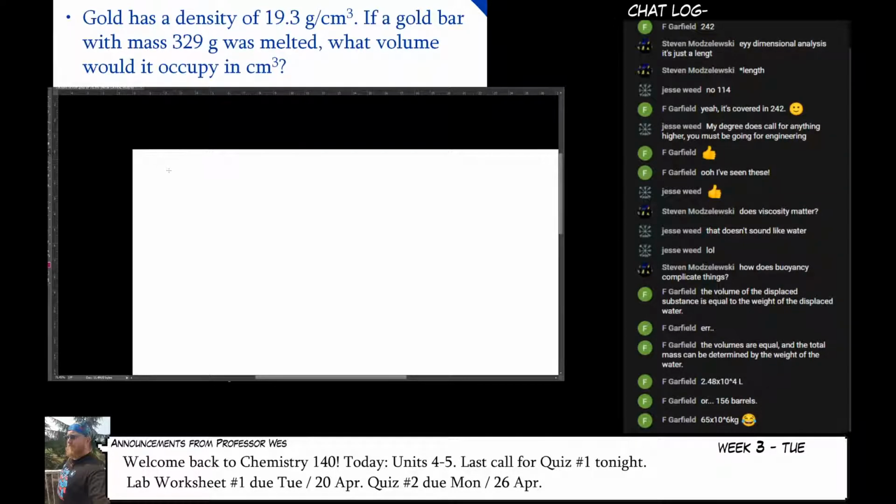All right, so I have a 329 gram bar, and I know its density, and I want to solve for the volume. So I'm going to set up density such that the units that I don't want cancel out. And the density is 19.3 grams per cubic centimeter.